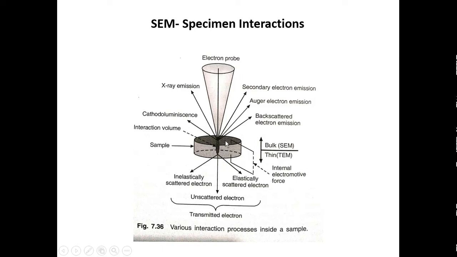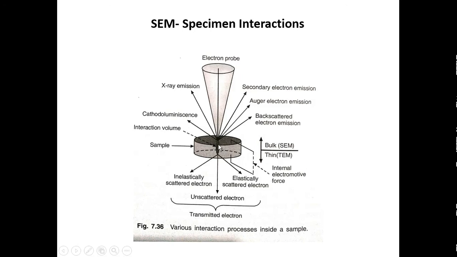And when you use the SEM for the purpose of knowing all these interactions, the interactions which take place when an electron beam is hitting the surface of the sample, what are all the specimen interactions which take place? I told you this is the electron probe, and the electron is hitting here at this point. This is the dwelling point.